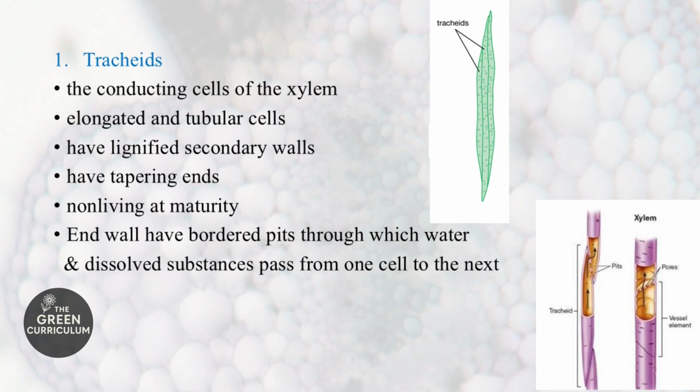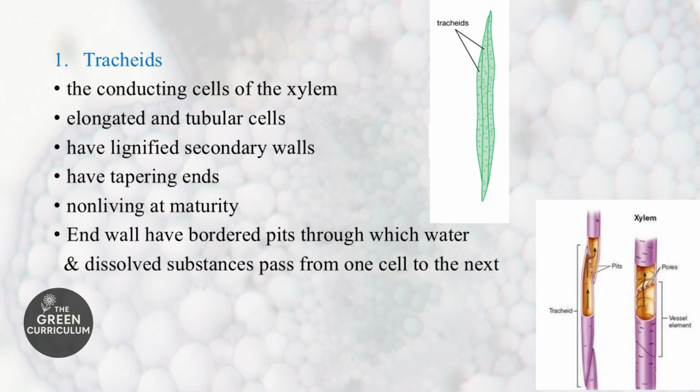So coming to the first component, tracheids, it is the conducting cell of the xylem. As the picture shows, it is elongated and tubular cells with pointed ends, and the secondary wall has lignin deposit, so a thickened secondary wall is present, and they are non-living at maturity, meaning the protoplast becomes dead. It is a water conducting cell, so the water and minerals from one tracheid move to another tracheid through the pits present on the end walls.